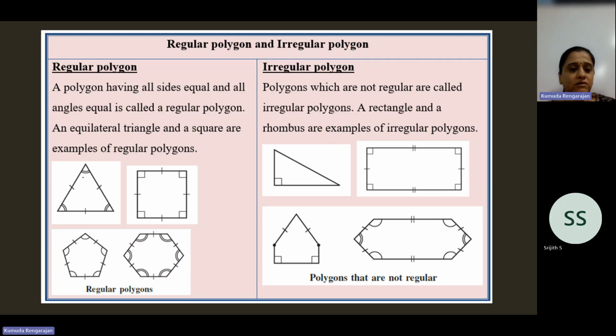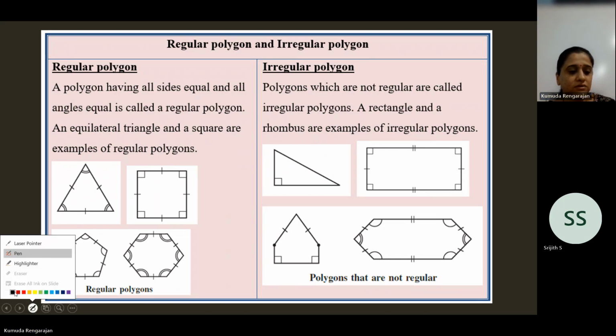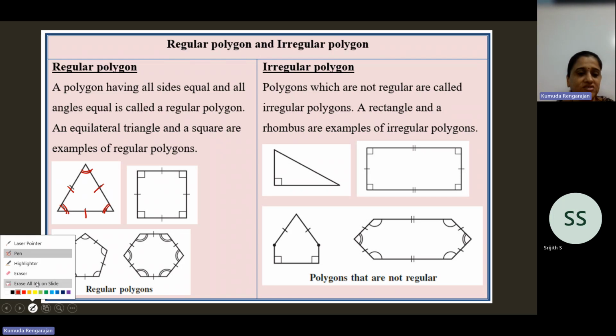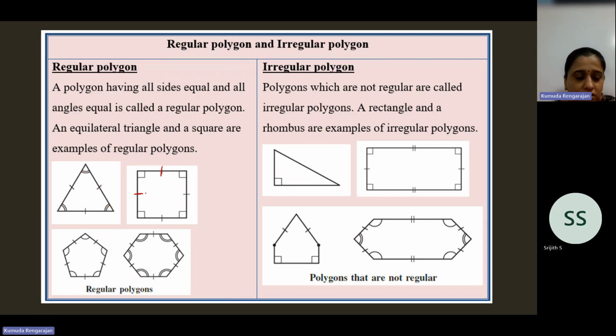So what do we understand when the figure has these markings? What do these markings indicate in the figure? All the three sides are equal. And what about this? You can see here. All the three angles are equal. Correct. Each 60 degrees. Here also, can you see? What do you understand by these markings? All the sides are equal. And here, each angle is equal to 90 degrees. So it's regular. Now this one is an equilateral triangle. This one is a square.